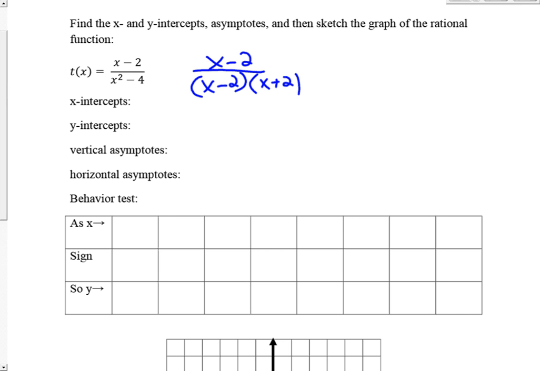What do we notice here? Anything? They're all 2's. What else? Do we have any common factors? We have x minus 2 on the top and the bottom. So what happens is that cancels out. But we don't want to ignore it. We want to keep in mind that it was there in the first place.